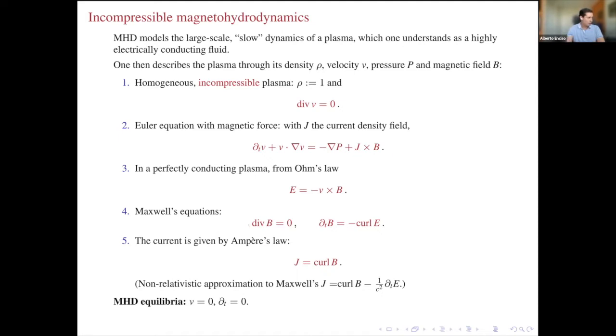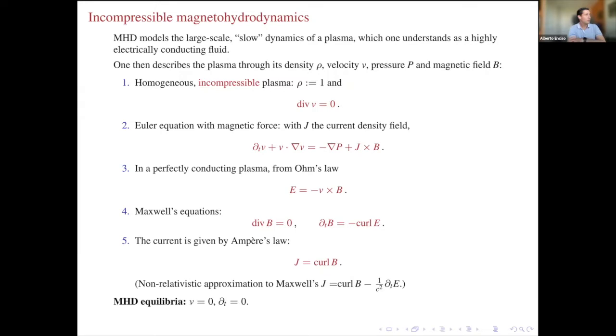To relate the electromagnetic fields, we use Maxwell's equations. So these are the equations we're going to see here. So the divergence of B is equal to 0, like there are no magnetic monopoles, if you want. And the evolution of the magnetic field is given in terms of the curl of the electric field. Right now, the only variable I have not described is this current density, J, and that is given by Ampere's law. Okay, so we set J to be equal to the curl of B.